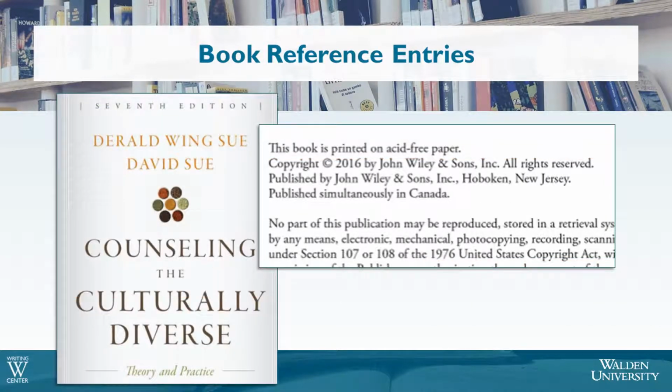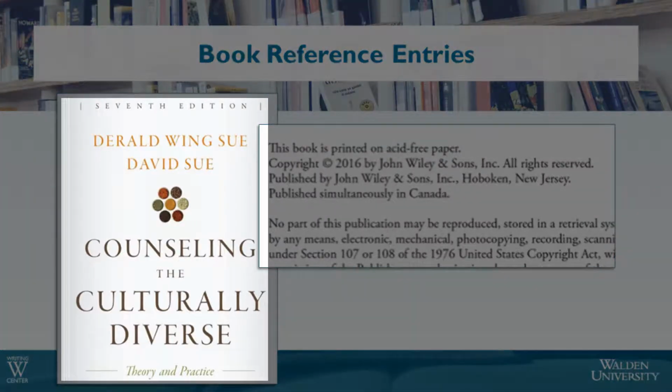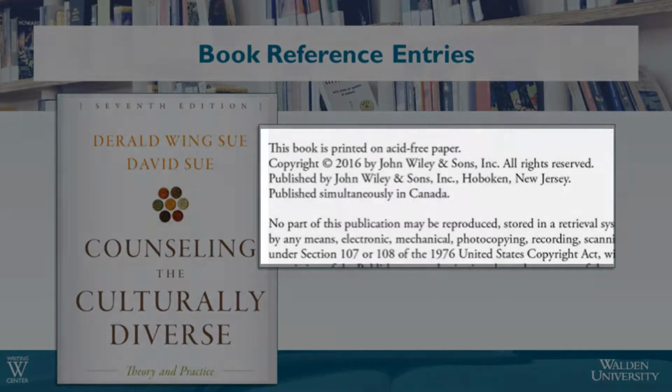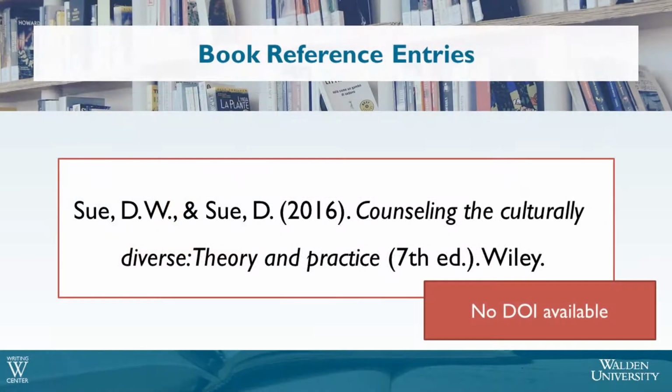So now we know the basic components of a book reference entry, but where do you find this information? Most of this information can be found on the cover of the book. In this example, we can see the book's authors, title, and edition. For all of the other information, check the copyright page, where we see the book's publication year and publisher. You'll also look for a DOI number on this copyright page. With this information, we can now create the reference entry.